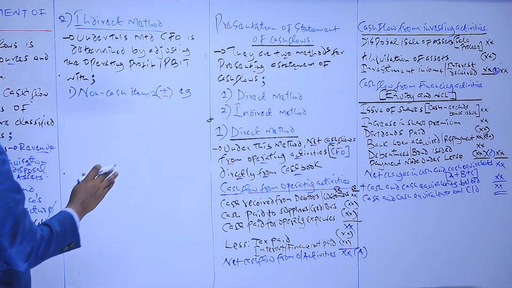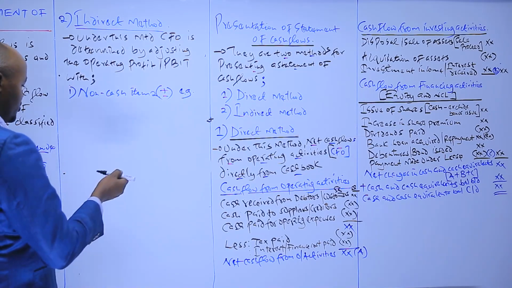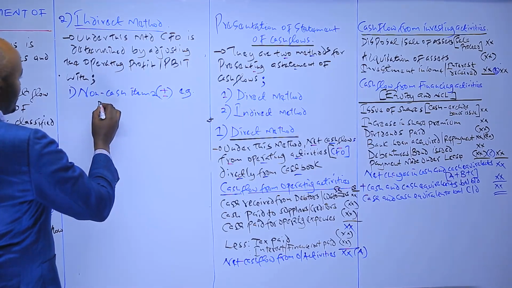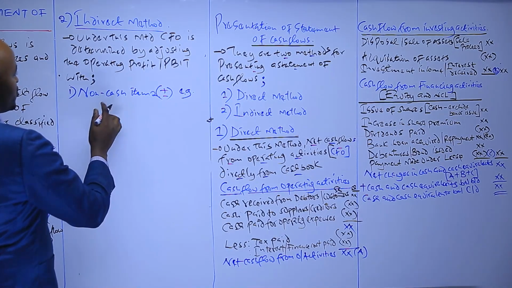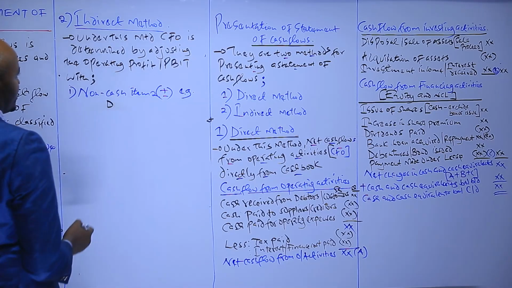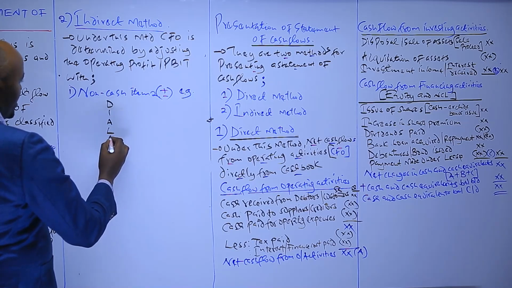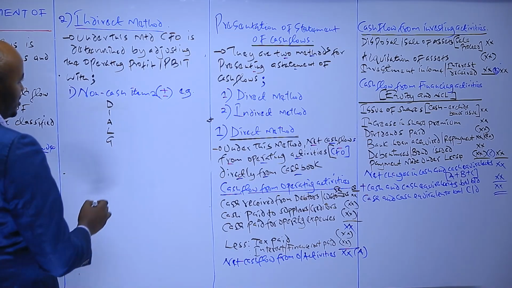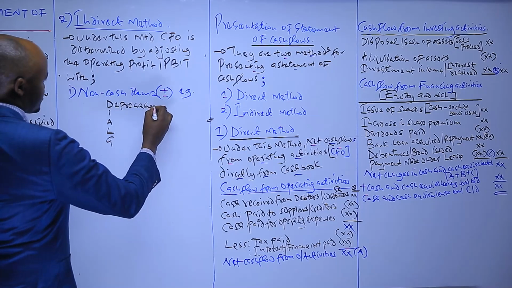So in this case, there is an acronym which you can use to remember the non-cash items to be adjusted to your profit. We use this acronym DIAL G. So D here stands for depreciation.